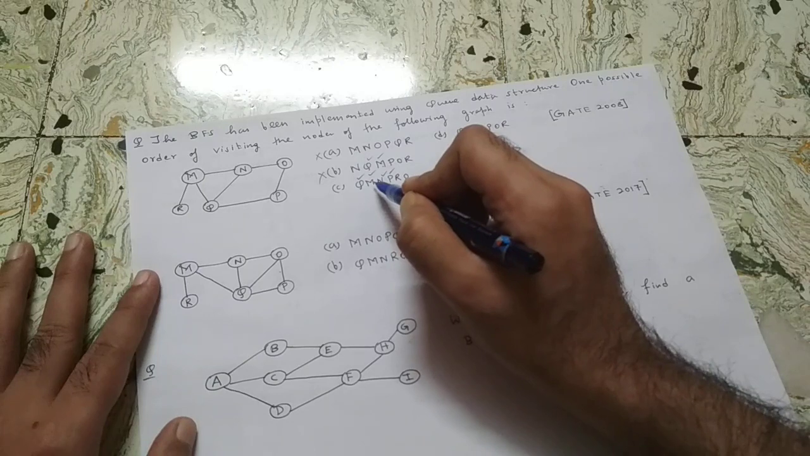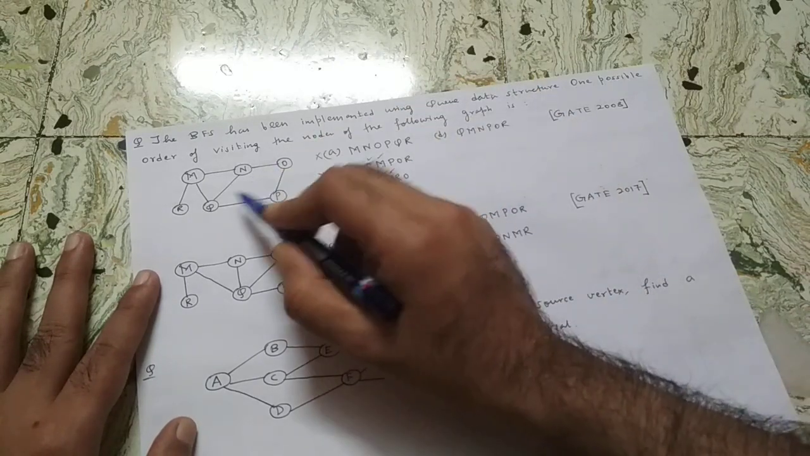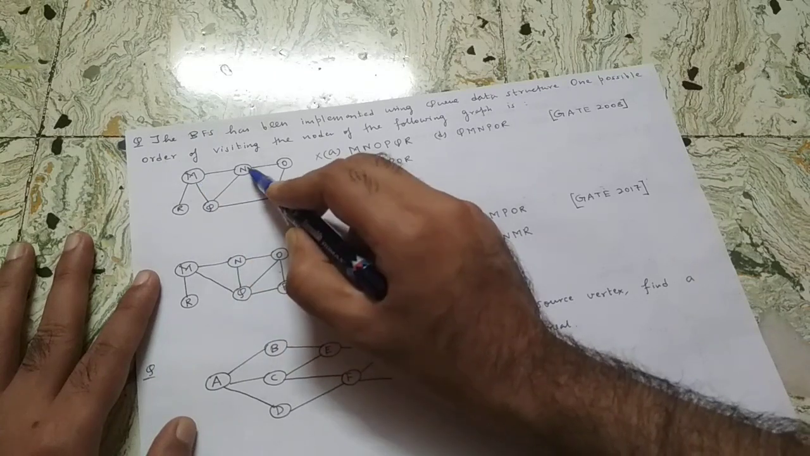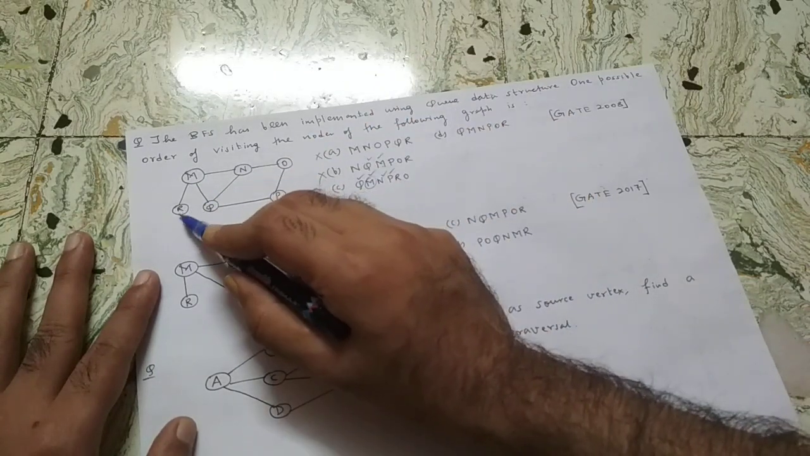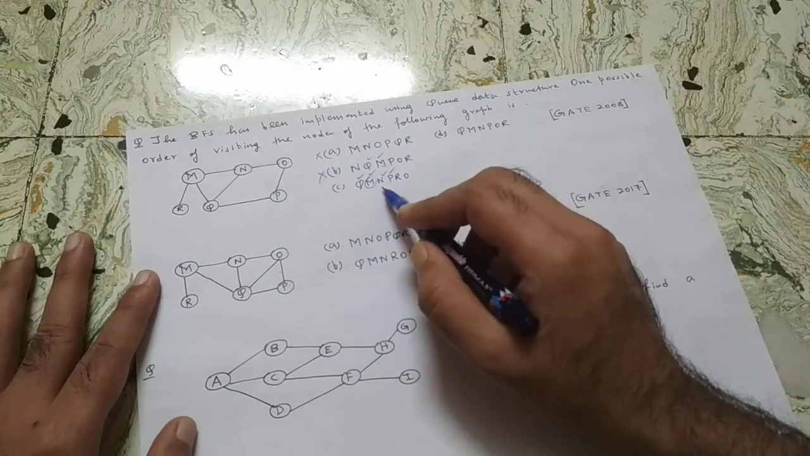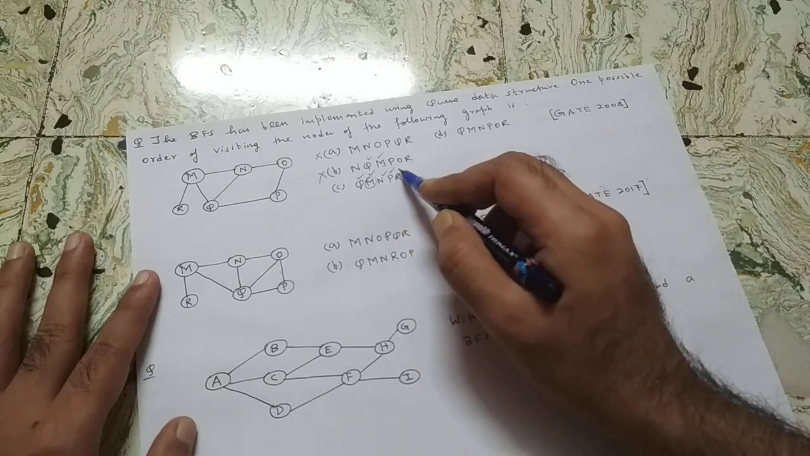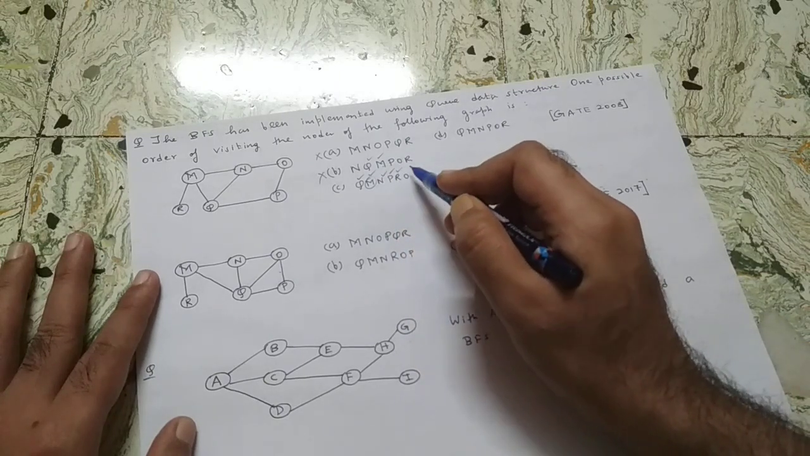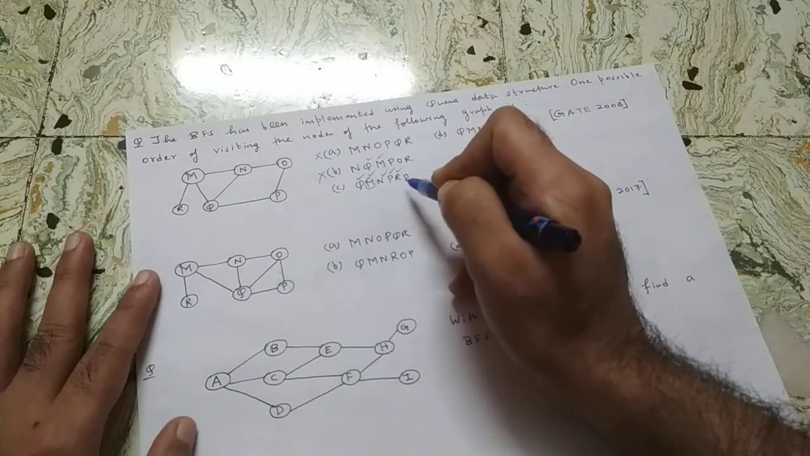Next, I have to consider M. So I have to consider the adjacent vertices of M. So what are the adjacent vertices of M? N, R, and Q. N has already been visited. So I'll have to visit R and Q in any order. So I can find that after visiting M, N, and P, I'm visiting R. So that is fine. And also remember, since Q has been visited, I'll not be visiting it again.